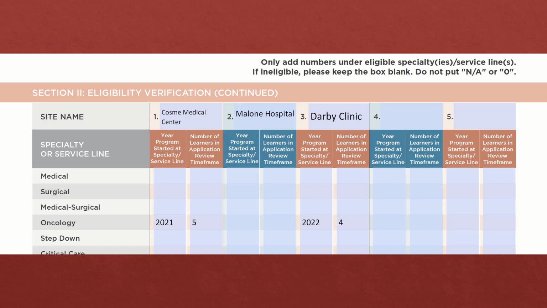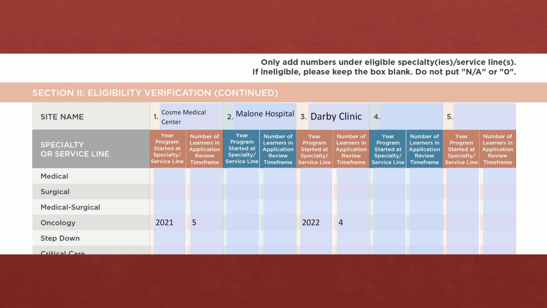To review, along the top of this section, you will list each site that's eligible for accreditation, and below these sites, you will tell us which specialty or service lines are eligible for accreditation. Please indicate the year that the program started at each eligible specialty or service line, and then indicate the number of learners in those application timeframe, 24 months for a new program or 48 months for a reaccrediting program prior to application submission. For those who have more than 5 participating sites, please do not forget to fill this section out within the application addendum form. And if you have more than 15 sites, please complete a second application addendum form.